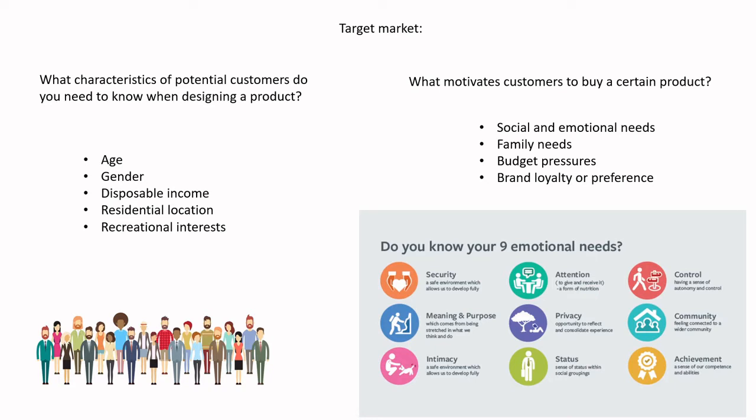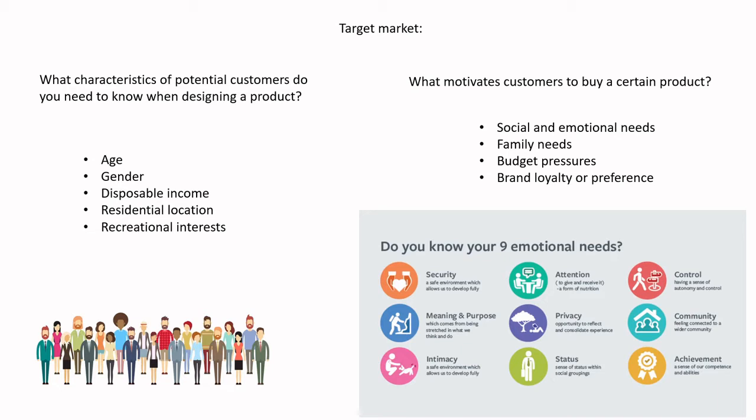That might be to do with age, gender, or disposable income, which is different to your normal income, bear in mind. Disposable income is income you have after you've paid your bills, your mortgage, your rent, whatever it is. How much, quote unquote, spare money do you have at the end of it? Then residential location, which does play quite a big part. There are different interests depending on where in the country you are: a coastal town, a city, rural towns, those types of things. And then your recreational interests, your hobbies. Those are the things that companies will need to consider when they're designing a product.